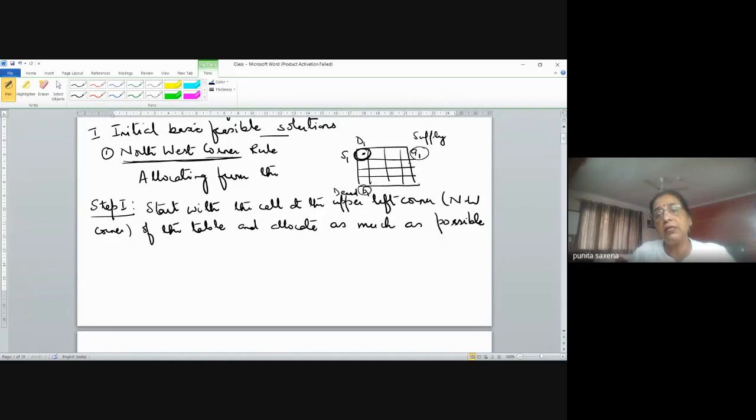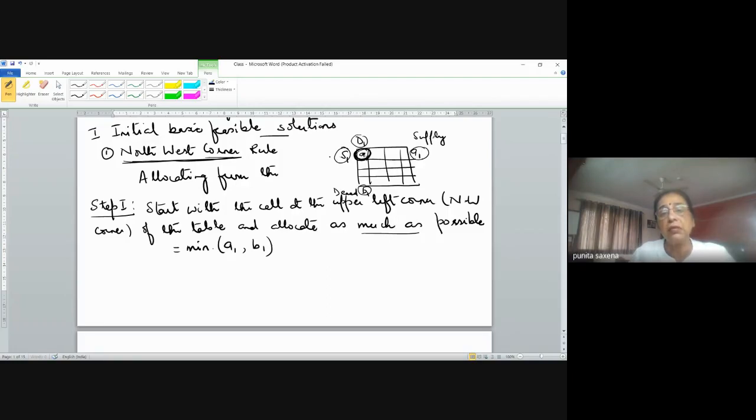Supposing A1 is greater than B1, we cannot supply A1 because this destination does not require more than B1 units. Similarly, if B1 is greater than A1, then S1 cannot supply more than A1. So when we say allocate as much as possible, this amounts to saying the allocation must be equal to the minimum of A1 and B1. Once you have allocated in this corner, if A1 was less than B1, then you have allocated A1 units to it.